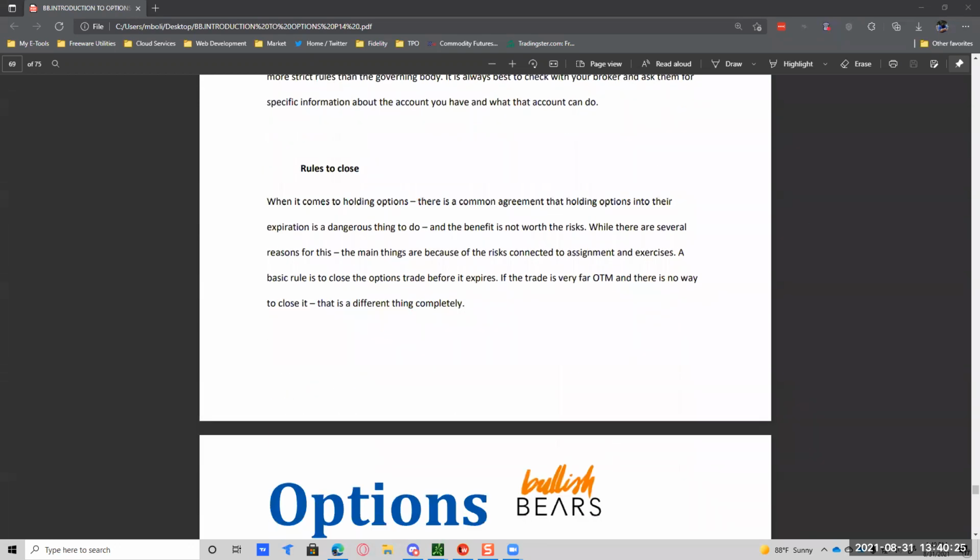Rules to close is another one. Newer traders usually have this idea that they want to hold it into the close so that they can maximize the amount of money that they can get for the trade. Now, after you've been around for a while, you start to realize that's a really bad idea. The amount of money that you're going to get for holding it those last 20 minutes of the day often isn't worth the risk that you're taking.